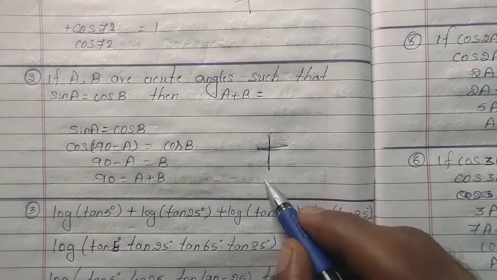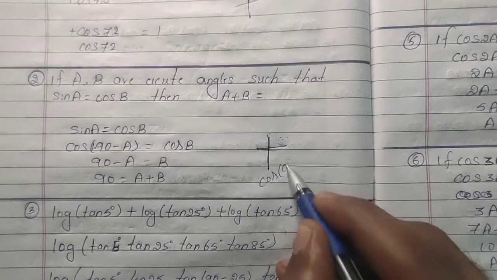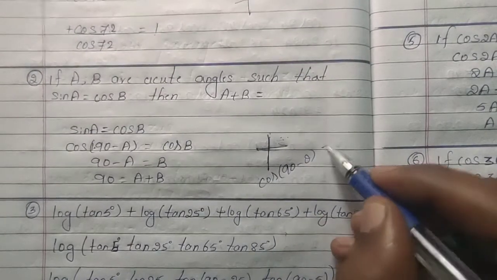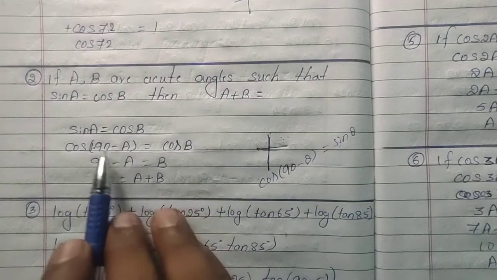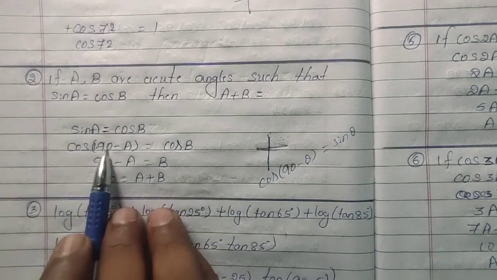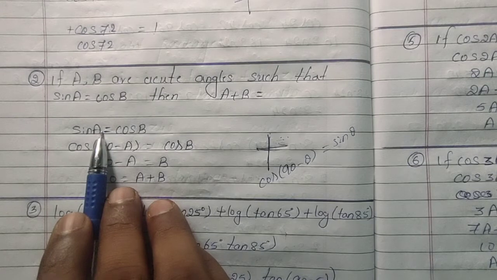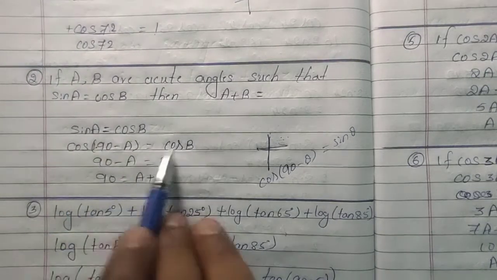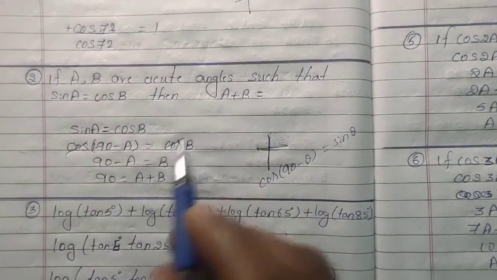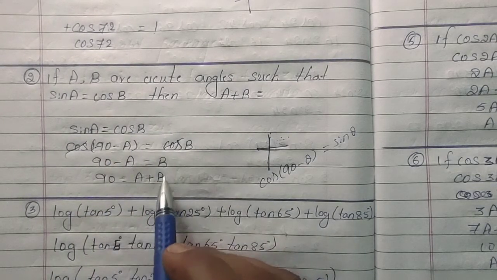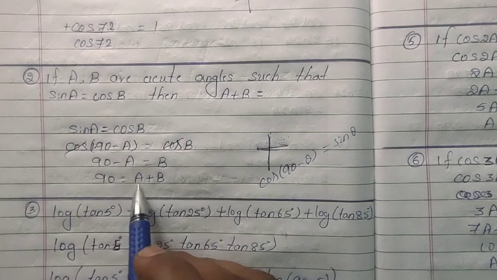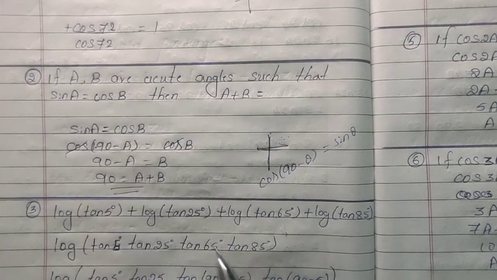Complementary angle we learnt now. Cos 90 minus theta is nothing but sin theta. In the place of theta, here A is there. So cos 90 minus A is nothing but sin A. So both sides cos are there, get cancelled. So 90 minus A equals B. Then this minus A, transpose to the right side. So A plus B equals 90.